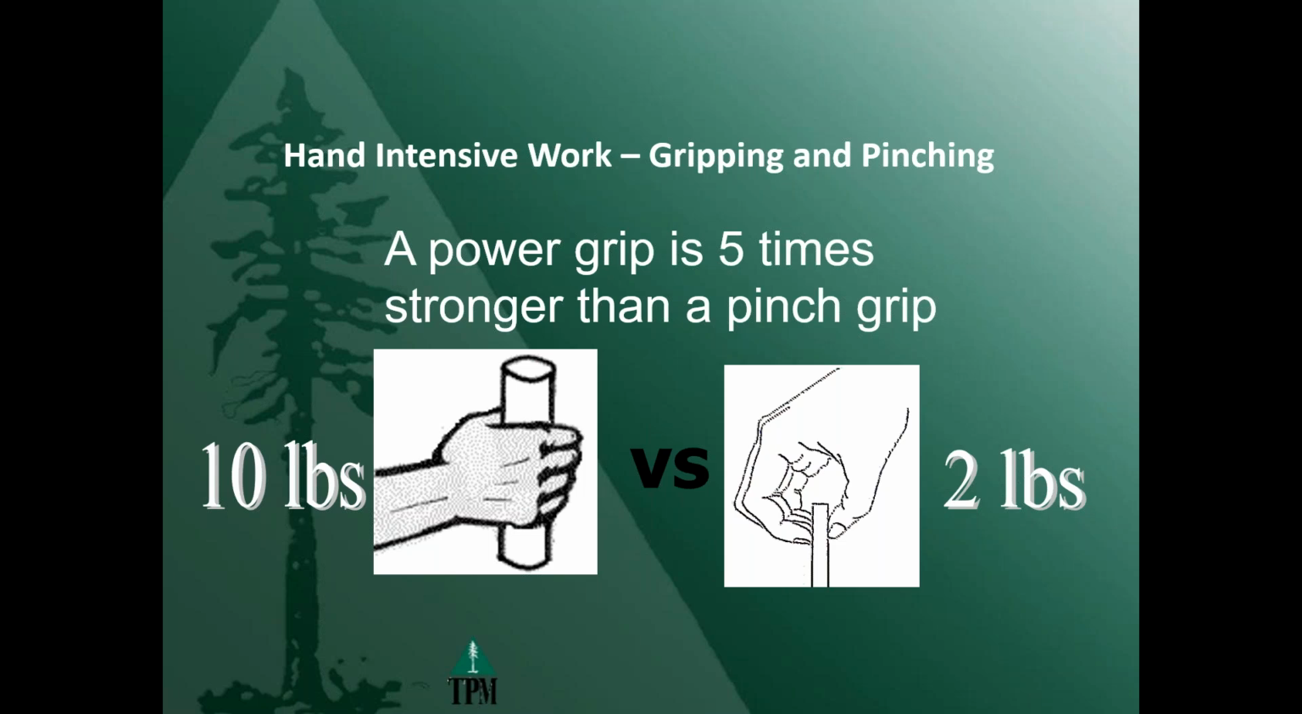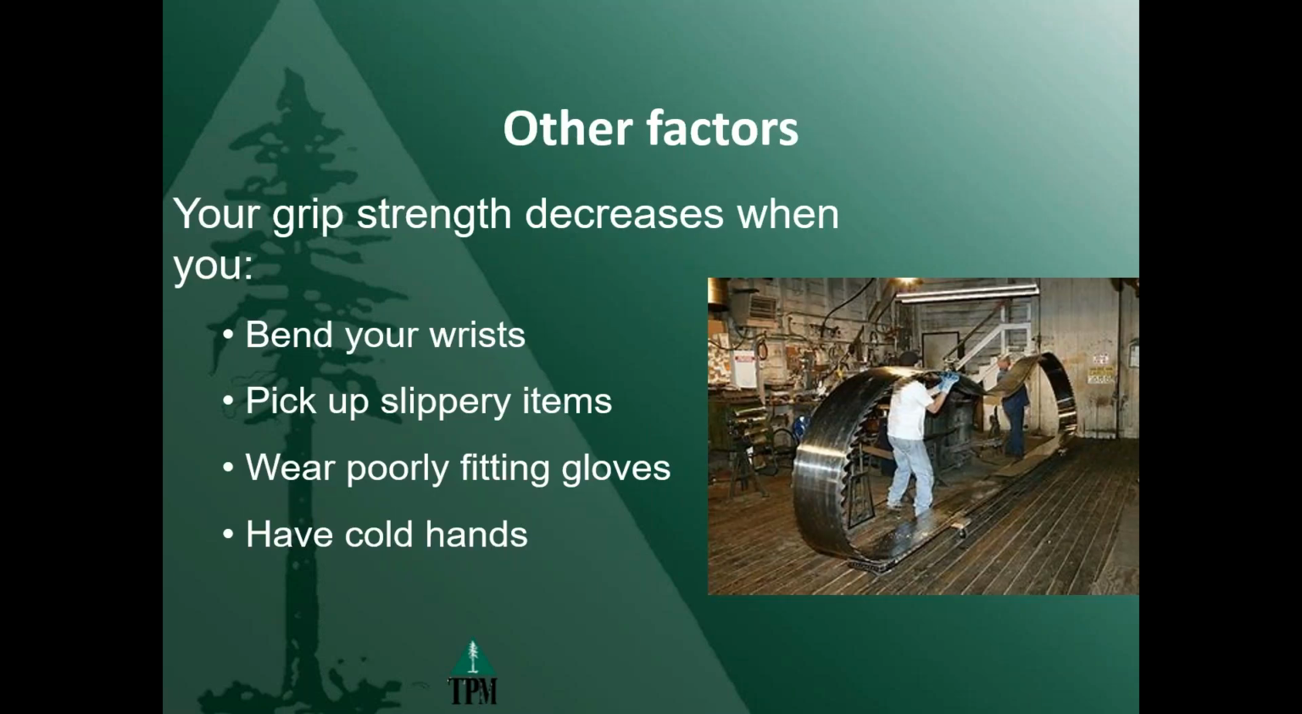In that, you're requiring 5 times as much effort to hold the same amount of weight. And then your grip strength can get affected by, if your wrists are bent, you don't have as much capacity. If you're picking up something that's slippery, that's going to affect your grip strength. Your gloves, whether you're cold, so there's a lot of things.